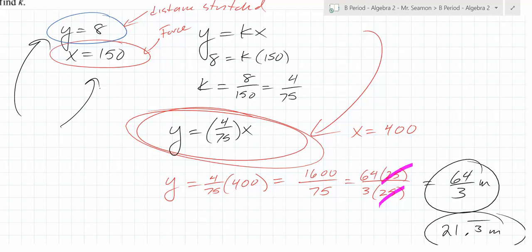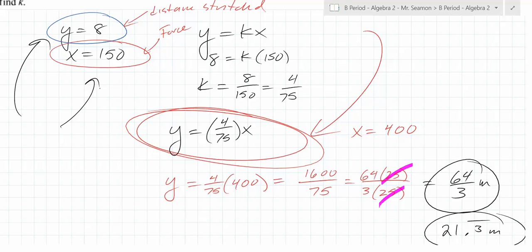Now, this section goes over different types of relationships. They get a little nastier, like two things put together. The main one you need to focus on is direct variation. That's the one you're really going to see most frequently. And one that's very similar, which is inversely proportional.